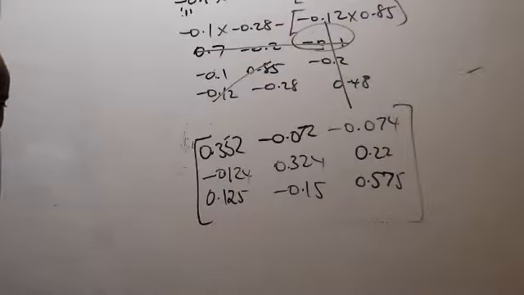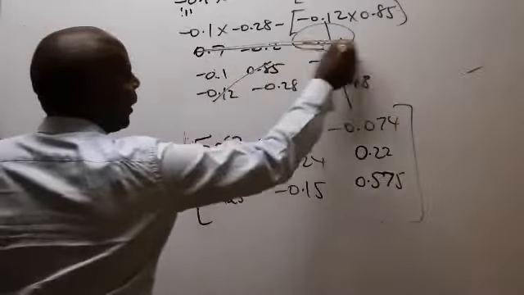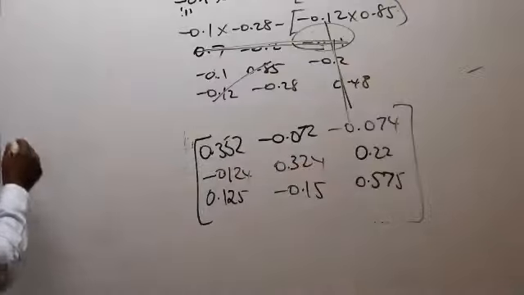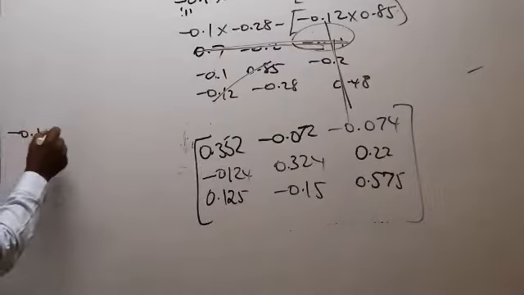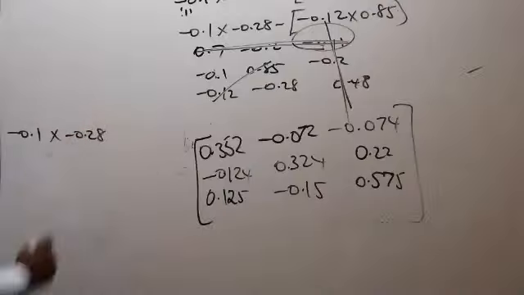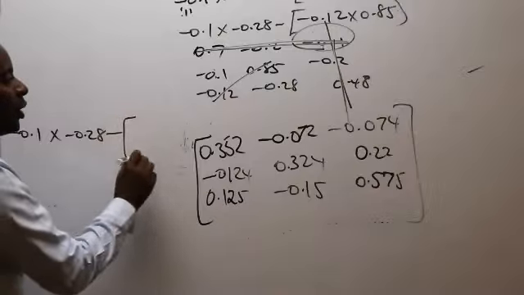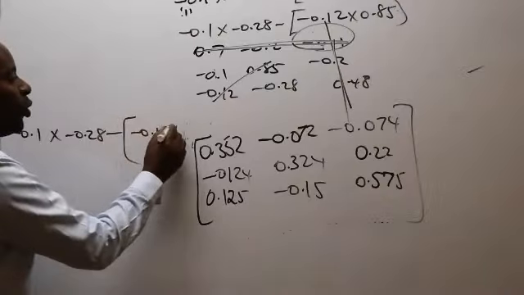Same answer. Let's see. So you see for member 3, where are we? So what do we have? We have minus 0.1 times minus 0.28. That is the primary diagonal. Primary diagonal, you don't have to put it in brackets. Secondary, so minus the secondary, which will be minus 0.12 times point.